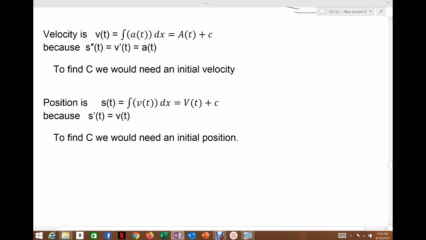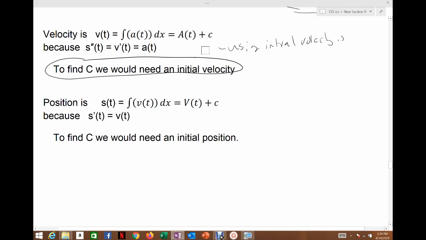Velocity would be the antiderivative of acceleration. The integration of acceleration gives me velocity. I find the general antiderivative, and then I would have to find c. This would come from the initial value. I'd find c using whatever my initial velocity is, and that had to be given to us. It's actually stated there. I didn't have to write it out.